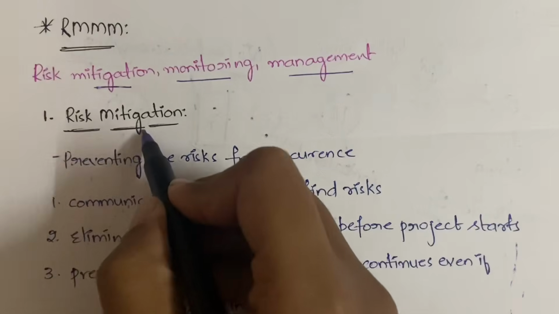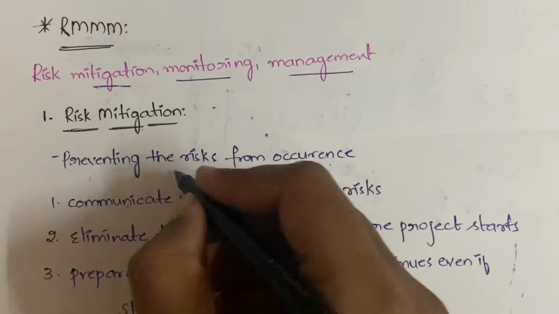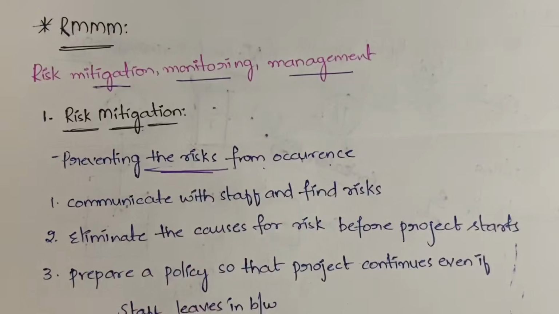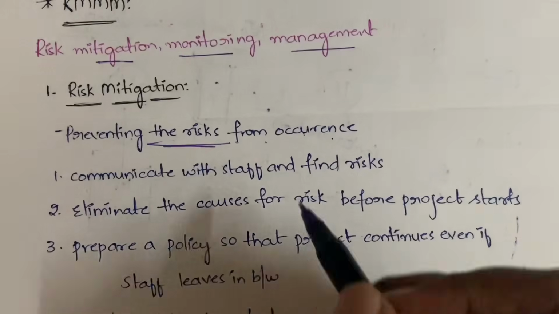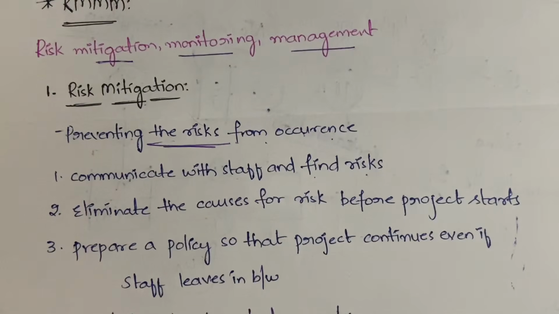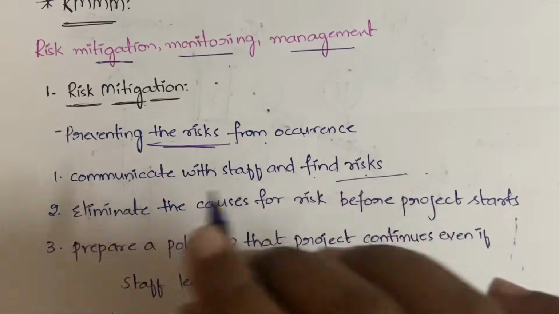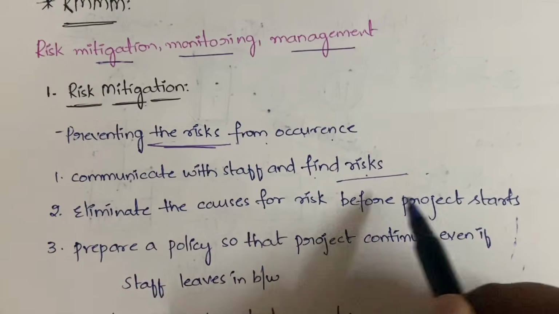So first, in risk mitigation, what you will do is prevent the risk from occurring. In order to prevent the risk from occurring, one of the things you need to do is communicate with the staff and find risks. Periodically, frequently, you need to communicate with the staff, ask them, and find out if there are any risks. You need to find the risks associated. And next, eliminate the causes for risk before the project starts.